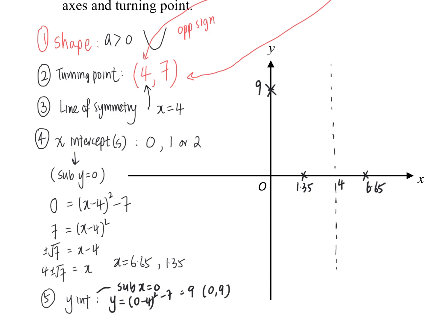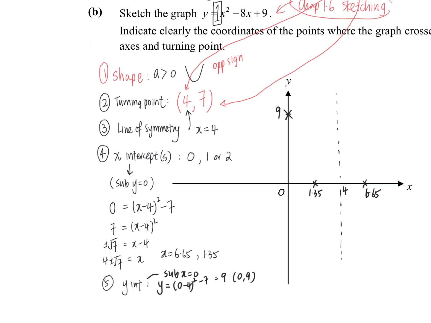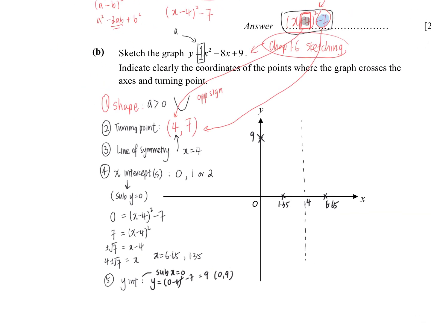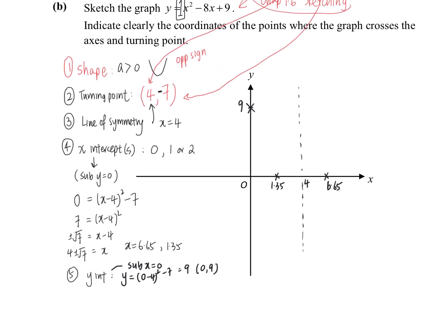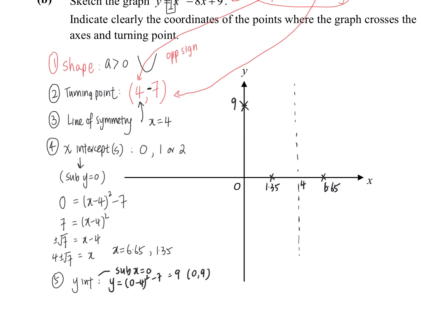This is your line of symmetry. And then your turning point is at (4, 7). Okay, (4, -7), is it? Oh, -7, sorry. So -7 maybe somewhere here. So this is your turning point. With all your essential points, you just join them together.